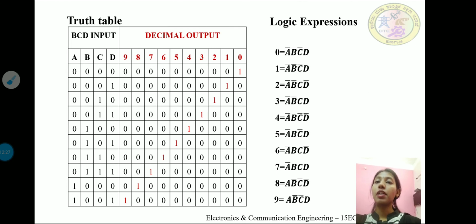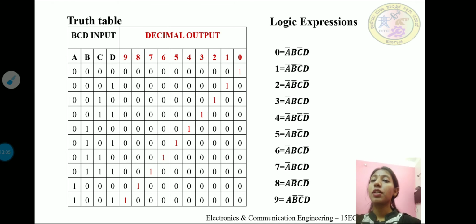So from the truth table, the logic expressions are written. For the 0th decimal digit, the expression is written from the truth table. The 0th output line is active only for the input combination A equal to 0, B equal to 0, C equal to 0 and D equal to 0. So the expression for the digit 0 is equal to A complement, B complement, C complement, D complement. If the value of a variable is 0, it is represented as A bar, which represents a complemented form. If the value of the variable is 1, it is represented in the uncomplemented form.